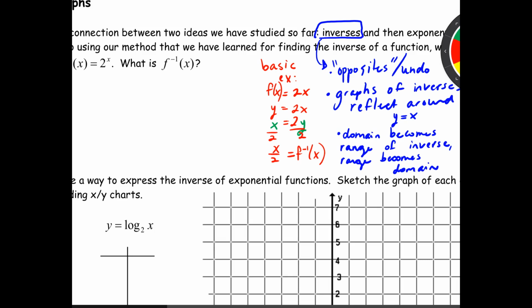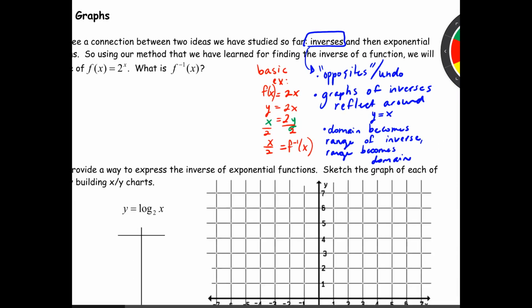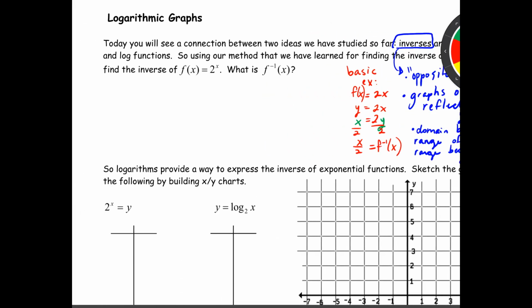Now let's use what we remember to develop the inverse of this exponential function. So if I have f of x equals 2 raised to the x power, let's use Maggie's method, what she reminded us of. What would we change f of x to first? Y. So we have y equals 2 raised to the x. Then what would we do? Switch the x and y, so I'm going to make y x and I'm going to make x y. And now I have x equals 2 raised to the y power. And then I have to solve for y.